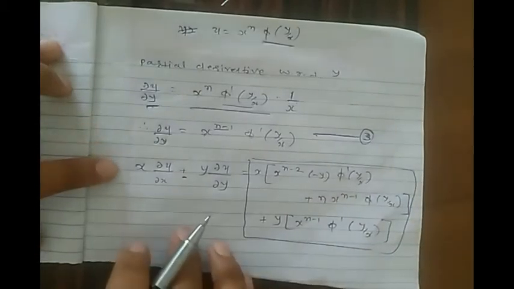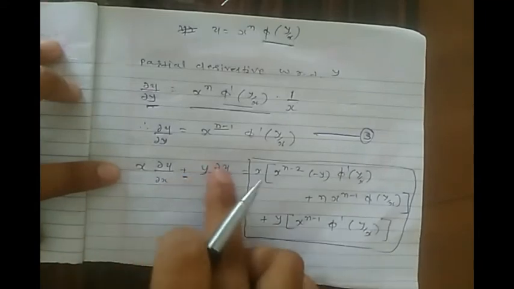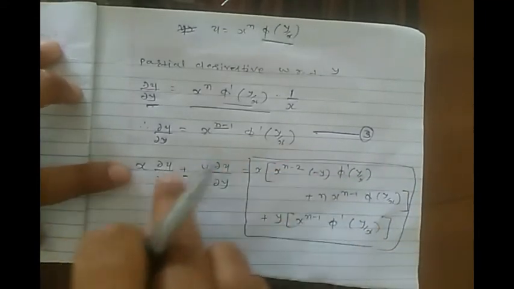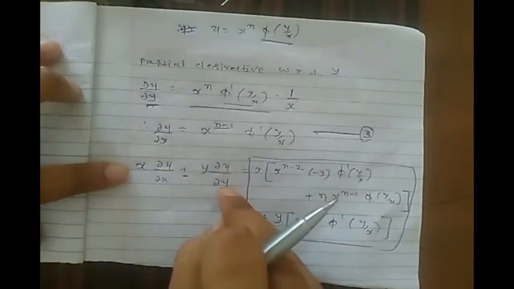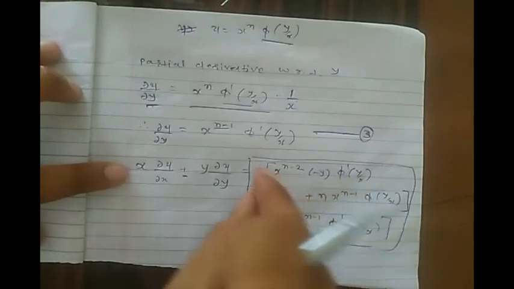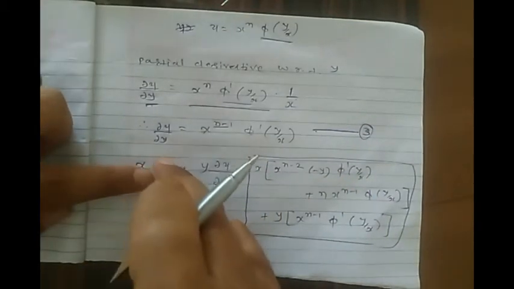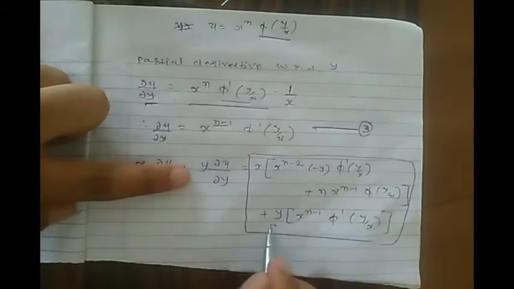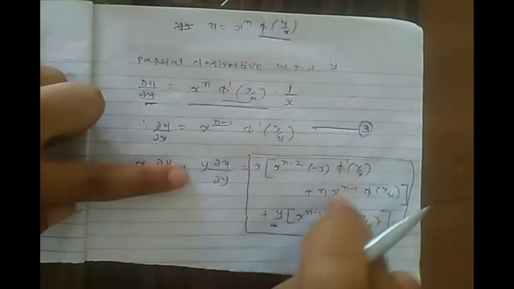Now the statement of Euler's theorem is x del u by del x plus y del u by del y is equal to, put the values of del u by del x and del u by del y from equations number 2 and 3. Then I have x into the value from equation 2, plus y into the statement from equation 3. And I will simplify this function.